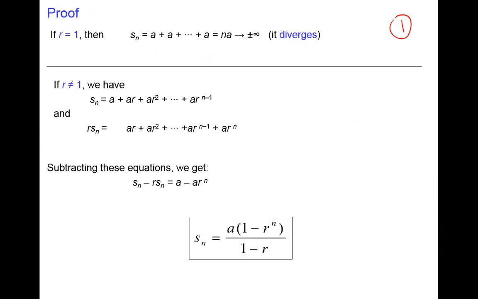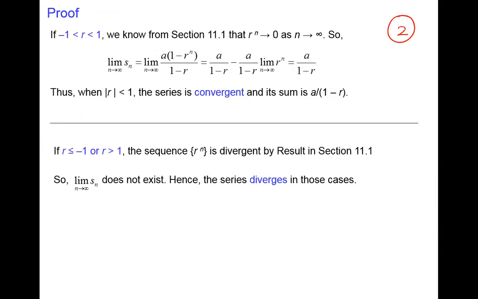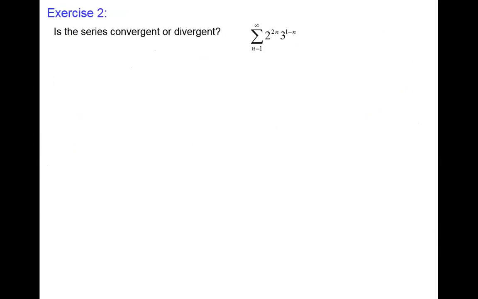Hopefully you remember everything from that slide. That's the second page of the proof. And that's my exercise. Is the series convergent or divergent? The series looks like that: summation from 1 to infinity, 2 to the power of 2n times 3 to the power of 1 minus n. Of course, it's a little bit messy, right? We can't have a nice, easy life.